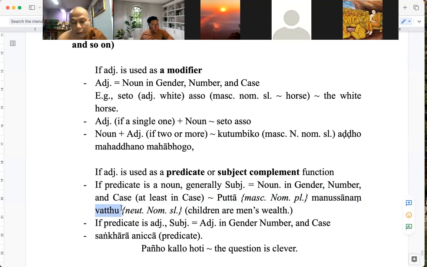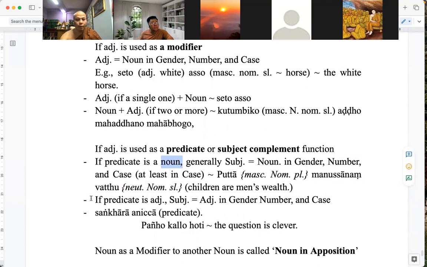Number is also different, singular and plural. That is because, in the nominative case, the predicate is a noun. A noun is used as a predicate. That is such an option it can be. But if the predicate is an adjective, at the time the subject and adjective must be the same in gender, number, and case.